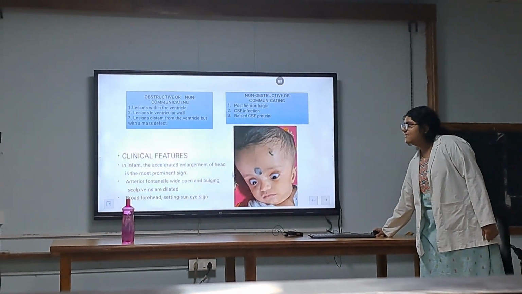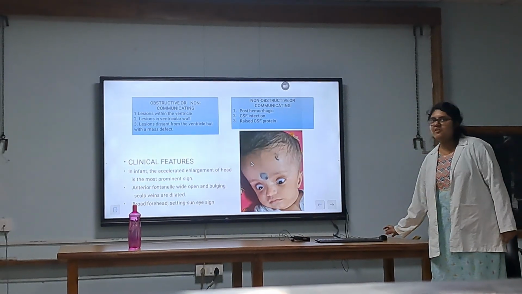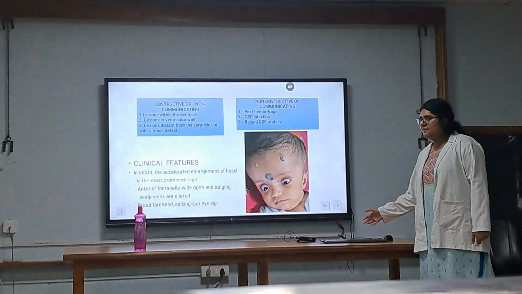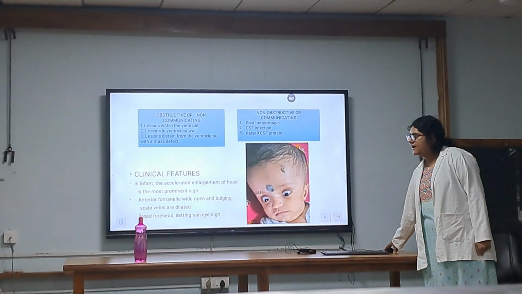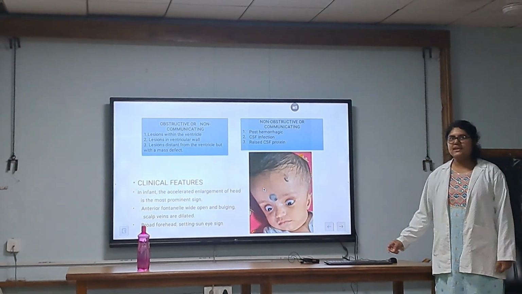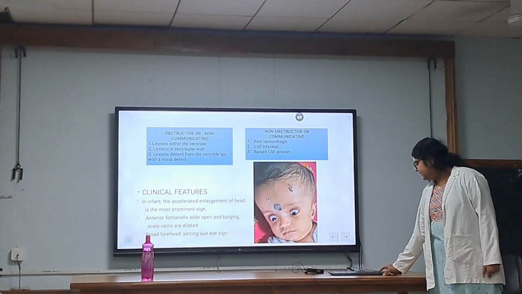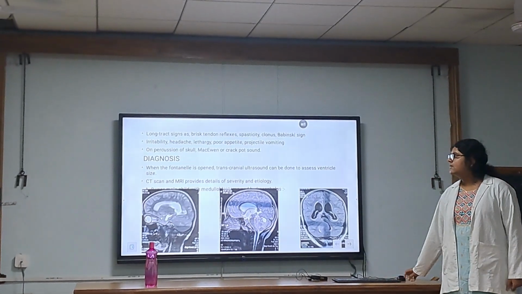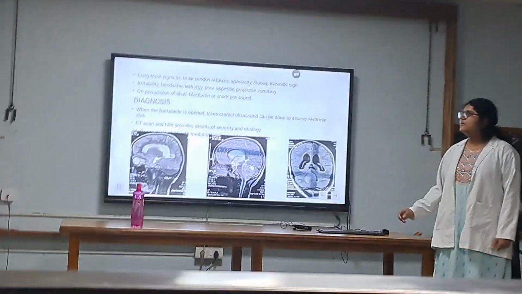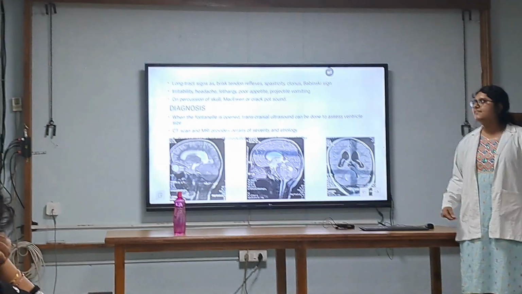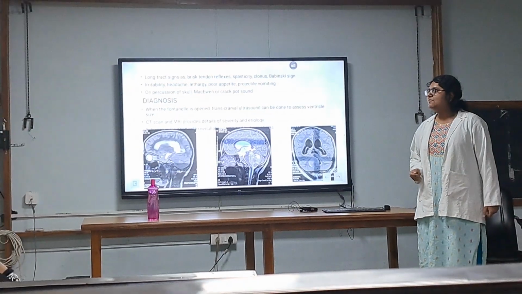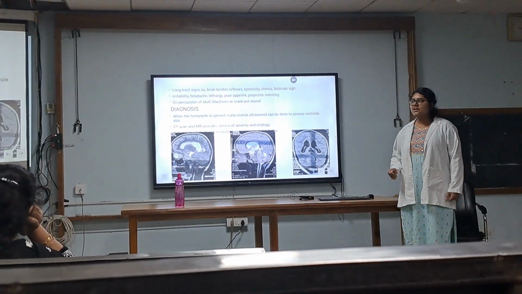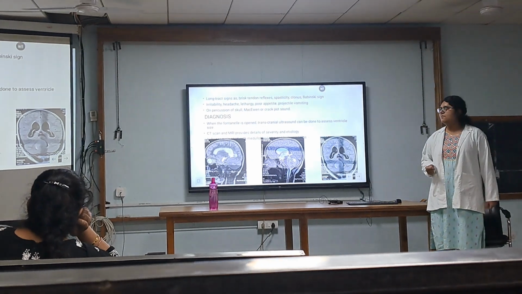As we can see in this picture, this is a photo of a patient who was admitted in our hospital, and also broad forehead, setting sun eye sign or downward gaze nystagmus. Other long tract signs include increased tendon reflexes, spasticity, clonus, Babinski sign, irritability, headache, lethargy, poor appetite, projectile vomiting.